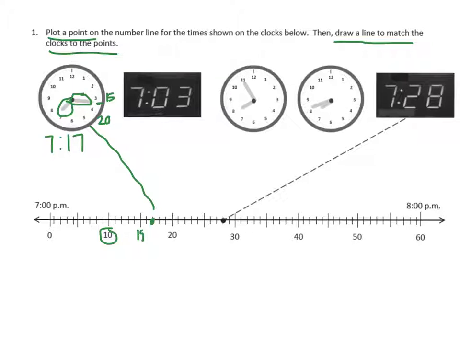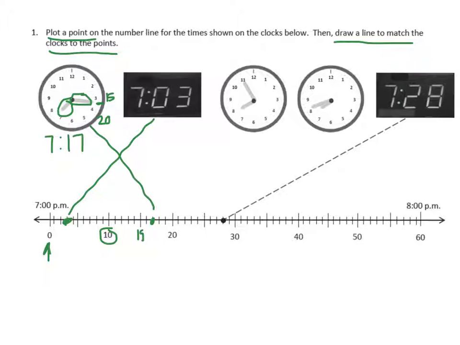Take a look at the digital clock. It says 7:03. Plot the point on the number line. Then draw a line to match the point to the clock. Pause the video while you work and replay when you are ready. So it is 7:03. I'm going to start at the 0, and count up to 3. 1, 2, 3. So that is showing 7:03.